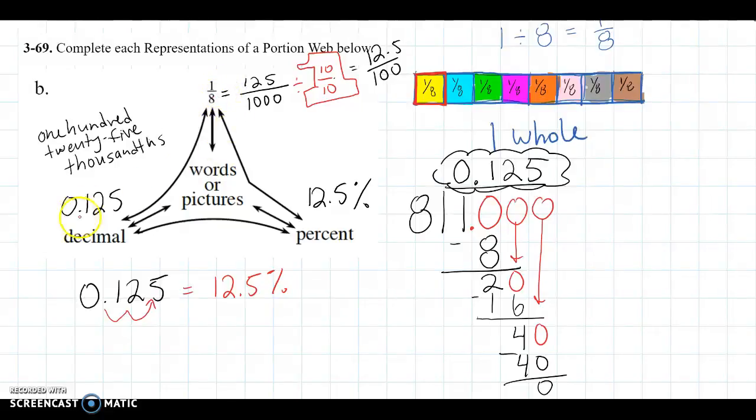So either way, that is our wonderful portions web. 1/8 is equivalent to 125 thousandths. We did that using division. And then from the decimal equivalent, we could turn it into a percent by either moving the decimal or by finding an equivalent fraction. 125 thousandths is the same thing as 12 hundredths and a half, 12 and a half hundredths. So 12.5%.